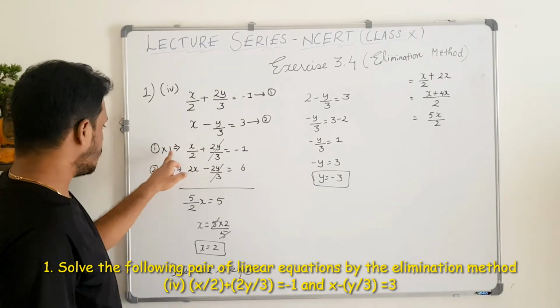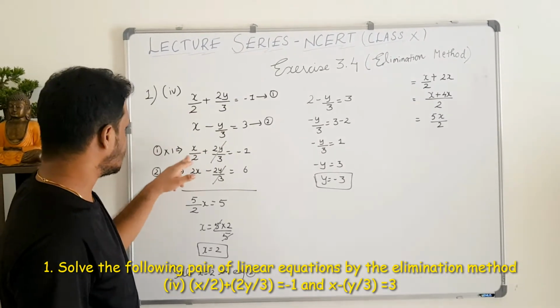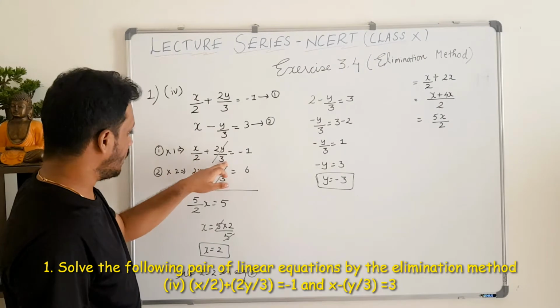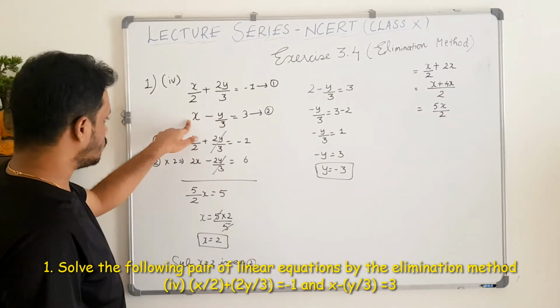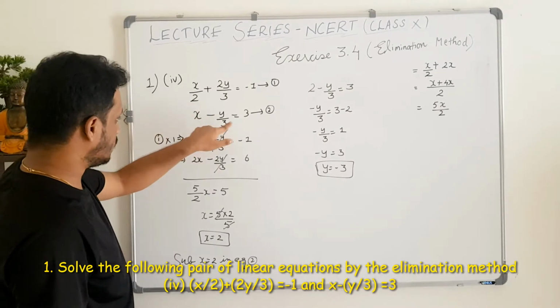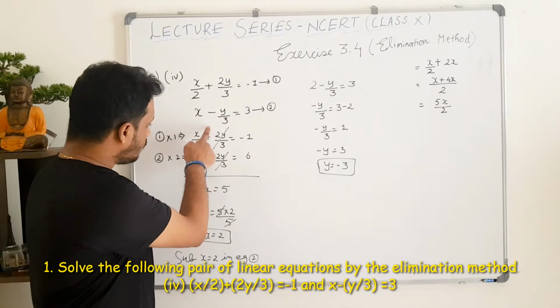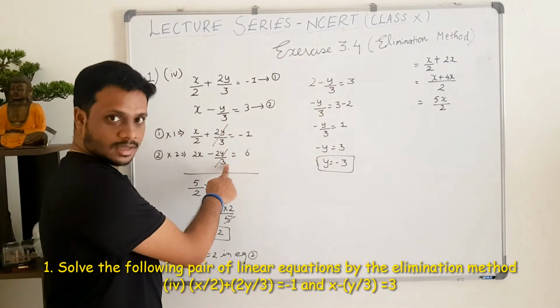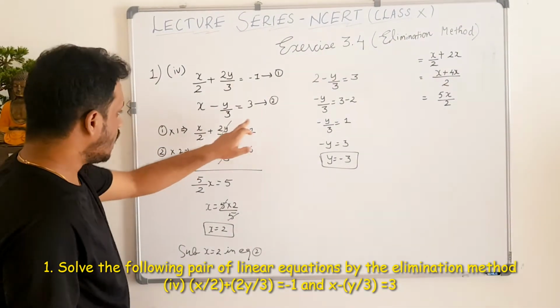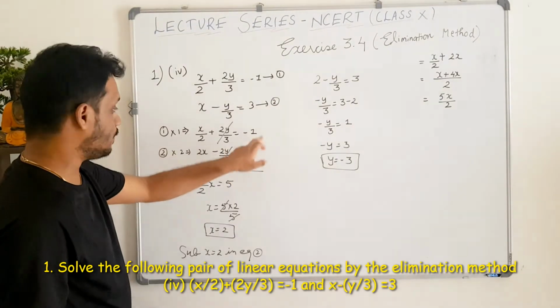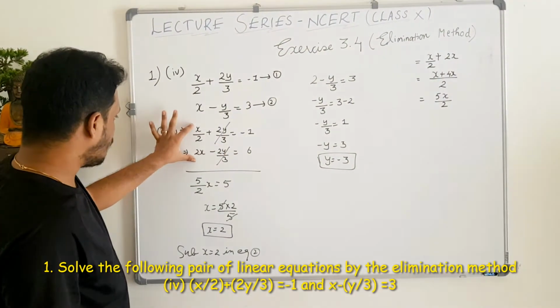So the first equation I multiply it with 1, so it remains as it is, which is x by 2 plus 2y by 3 is equal to minus 1. And the second equation, when I multiply with 2, this becomes 2x minus 2y by 3 is equal to 6. I see that plus 2y by 3 minus 2y by 3 are there. I can cancel them. I'll be left with x by 2 plus 2x, and on the other side it's minus 1 plus 6. So this calculation I've showed you.